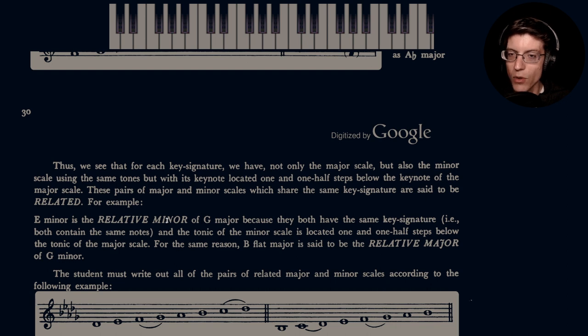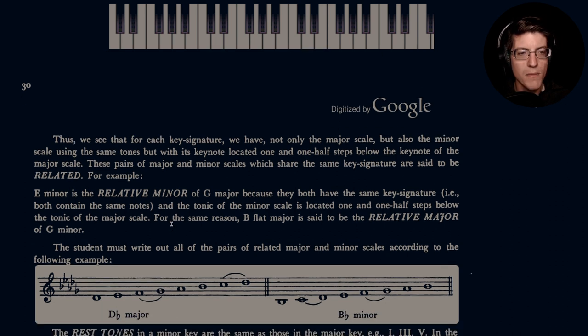Thus, we see that for each key signature, we have not only the major scale, but also the minor scale, using the same tones, but with its keynote located 1 1/2 steps below the keynote of the major scale. These pairs of major and minor scales, which share the same key signature, are said to be related. For example, E minor is the relative minor of G major because they both have the same key signature, i.e. both contain the same notes, and the tonic of the minor scale is located 1 1/2 steps below the tonic of the major scale. For the same reason, B flat major is said to be the relative major of G minor.